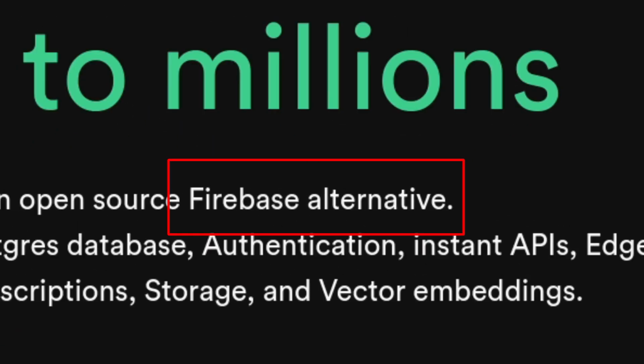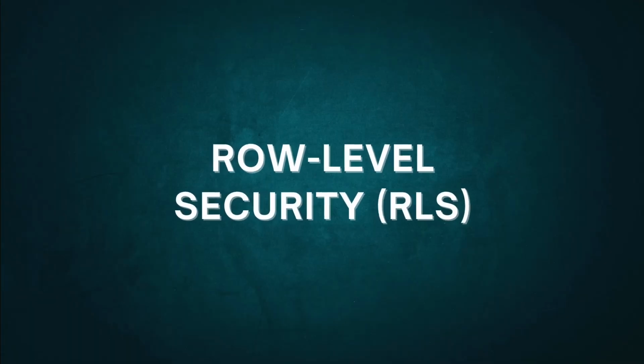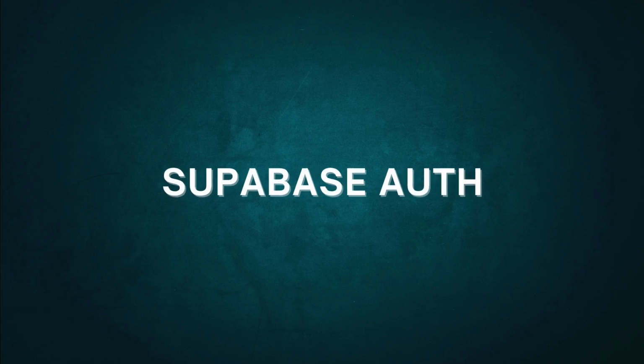So the FlutterFlow team introduced Supabase support, and it's everything that Firebase is not. But to use Supabase in any meaningful way, you have to have row-level security. To get row-level security, you need Supabase auth. And using Supabase auth breaks half the features that makes FlutterFlow work like magic in the first place.